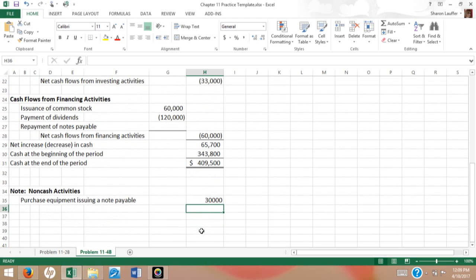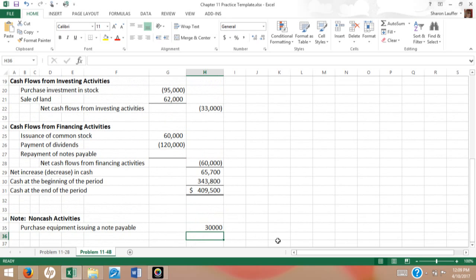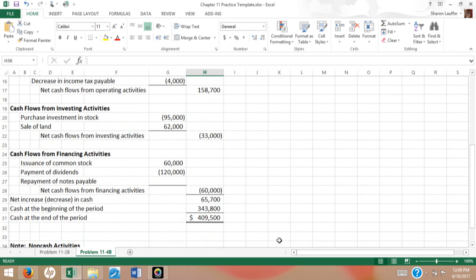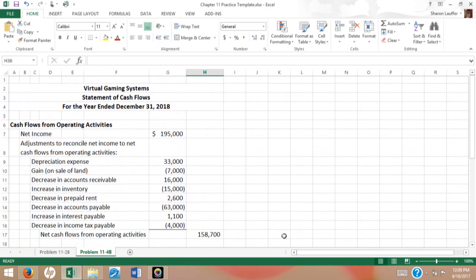And that is actually the only requirement for this, to complete the statement of cash flows, and we've done that. We've disclosed our non-cash activities. So that is all that it takes to do P11-4B.